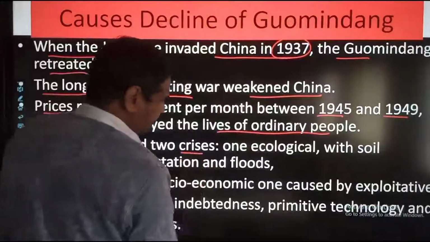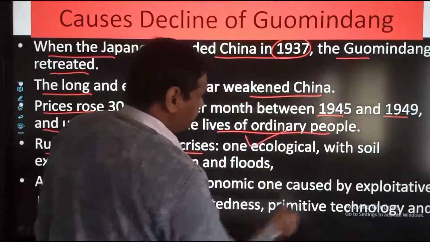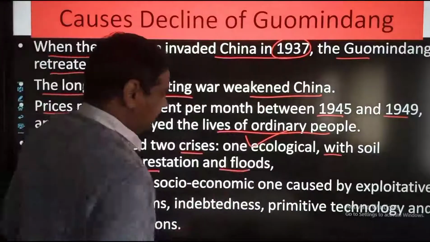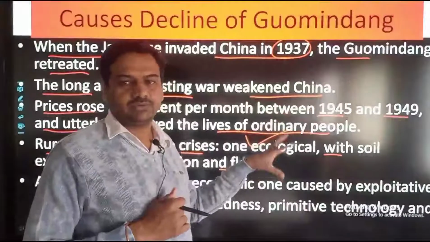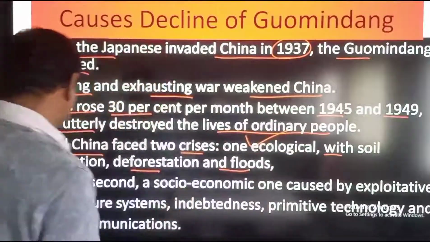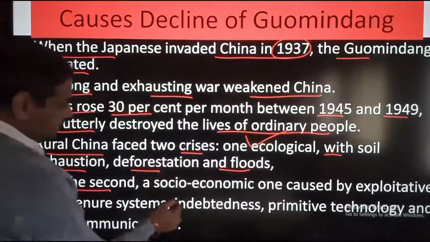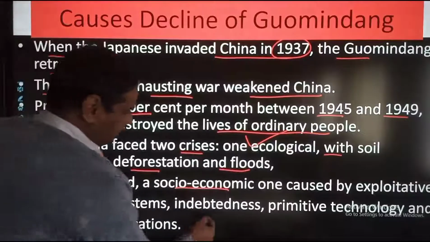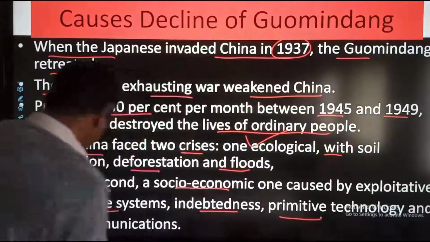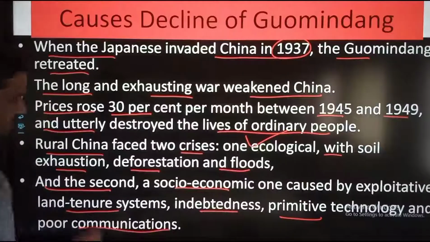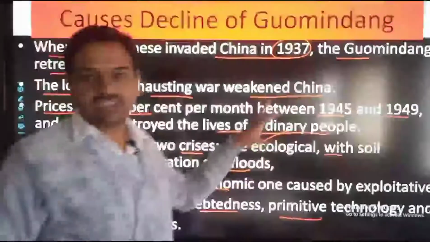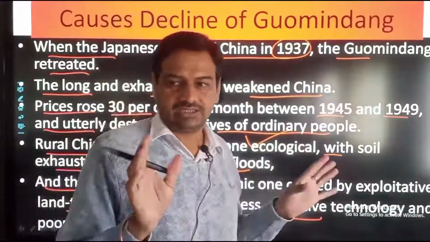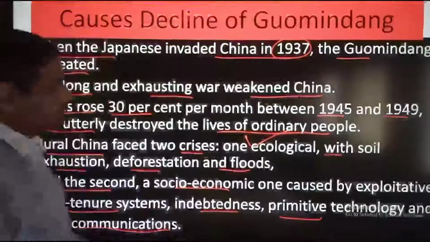Rural China faced two crises at the same time. One was the ecological crisis, with soil exhaustion, deforestation and floods. As a result, the agricultural production of China also declined. And the second was a socio-economic one caused by the exploitative land tenure system, indebtedness, primitive technology and poor communication. So these things were also not addressed by this party. As a result, the rural economy of China got shattered at that time.